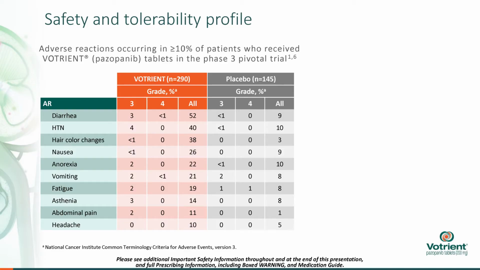Now let's think about the management strategies you would use to address adverse reactions from Votrient. This table shows the most common adverse reactions that occurred in patients who received Votrient in the phase 3 pivotal trial. The most common adverse reactions with Votrient tend to be diarrhea, hypertension, hair color changes, nausea, anorexia, and vomiting. Within that, the severe adverse reactions are predominantly diarrhea and hypertension.